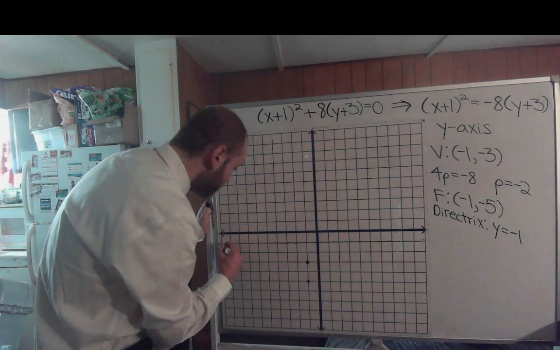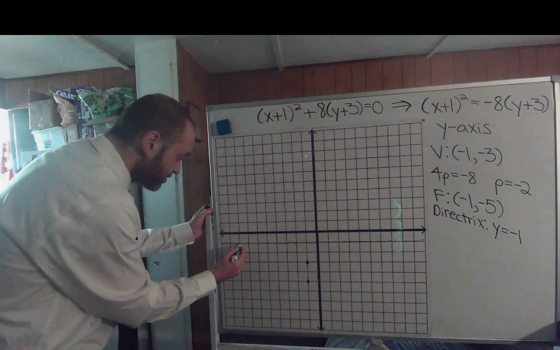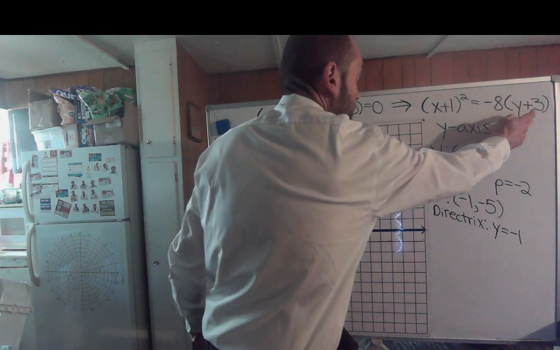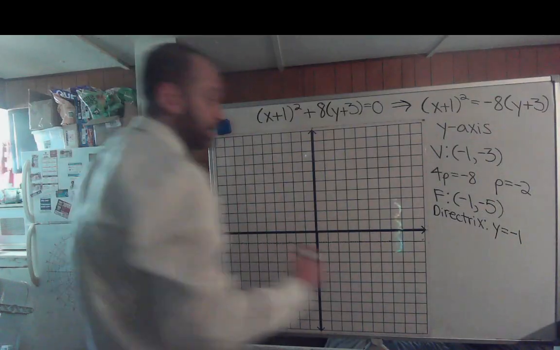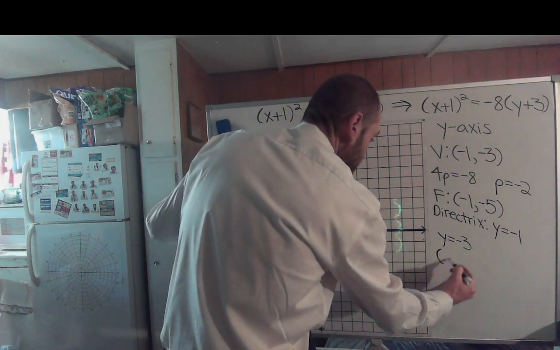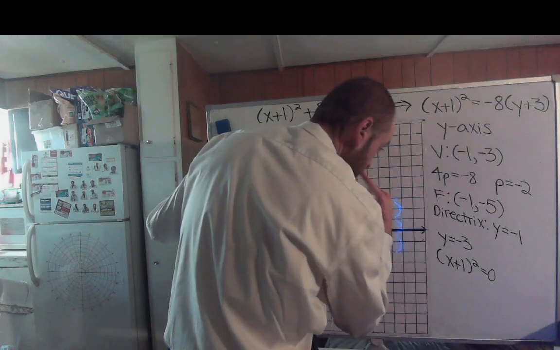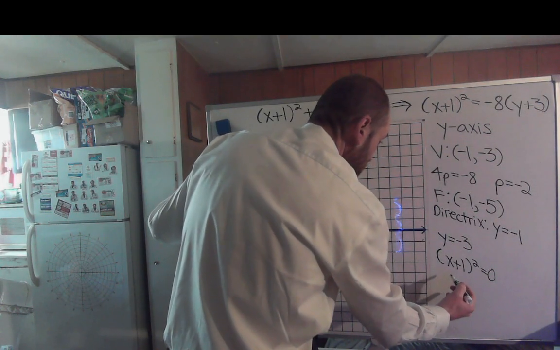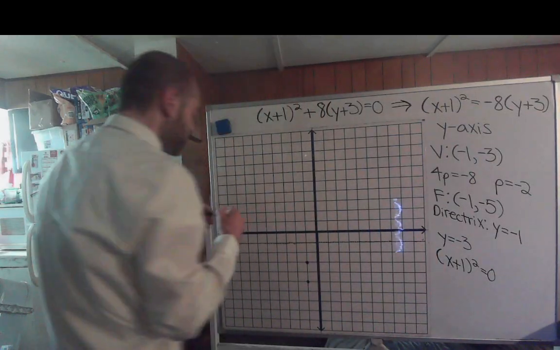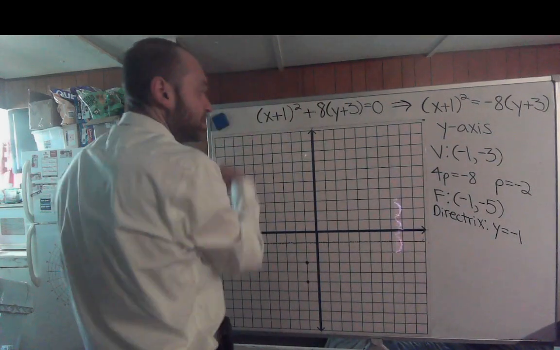Now we also need to find two other points that are on this parabola to really get an accurate picture of the graph. Why don't we pick y is equal to -3, so then we'll get 0 on the right hand side. So let's pick y equals -3. Alright, so then you'll just get x plus 1 squared is equal to 0. Actually, no. You know what? Let's not pick -3. Why don't we pick y equals -5? There's a reason I'm saying that.